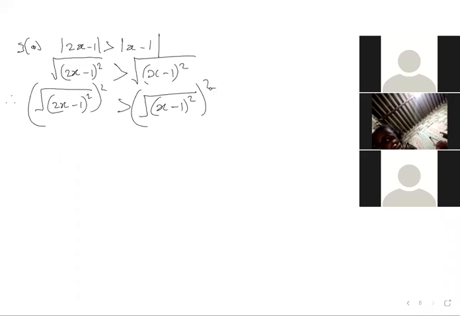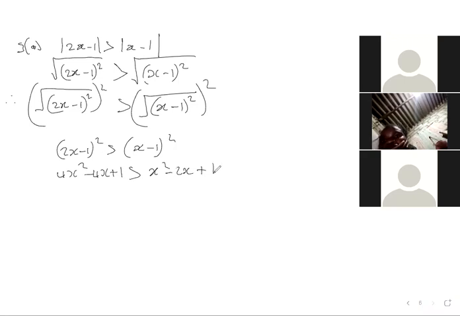So we obtain 2x minus 1 squared greater than x minus 1 squared, which when we expand, we have 4x squared minus 4x plus 1 greater than x squared minus 2x plus 1. Collecting like terms, we have 3x squared minus 2x greater than 0. This is what we get. We can factor out x here, and so we have x times 3x minus 2 greater than 0.